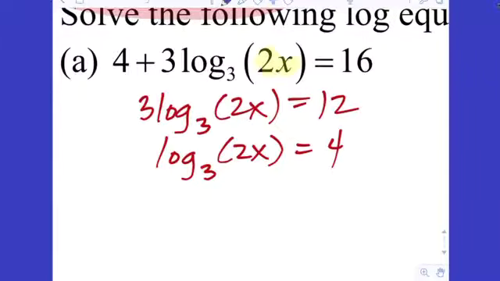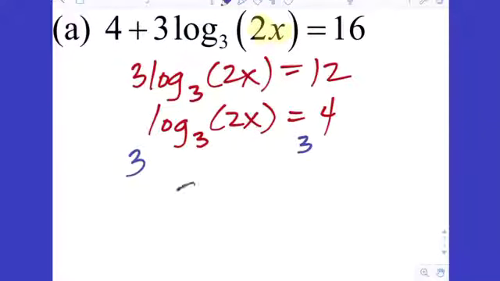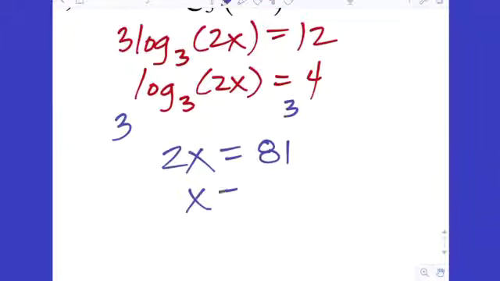3, right? That's the base of our log. So this is what it looks like to exponentiate both sides. You have 3 written on the bottom left. So now 3 to the log base 3 of blob is blob, and 3 to the 4th is 81. And if you solve for x, you get 81 halves.